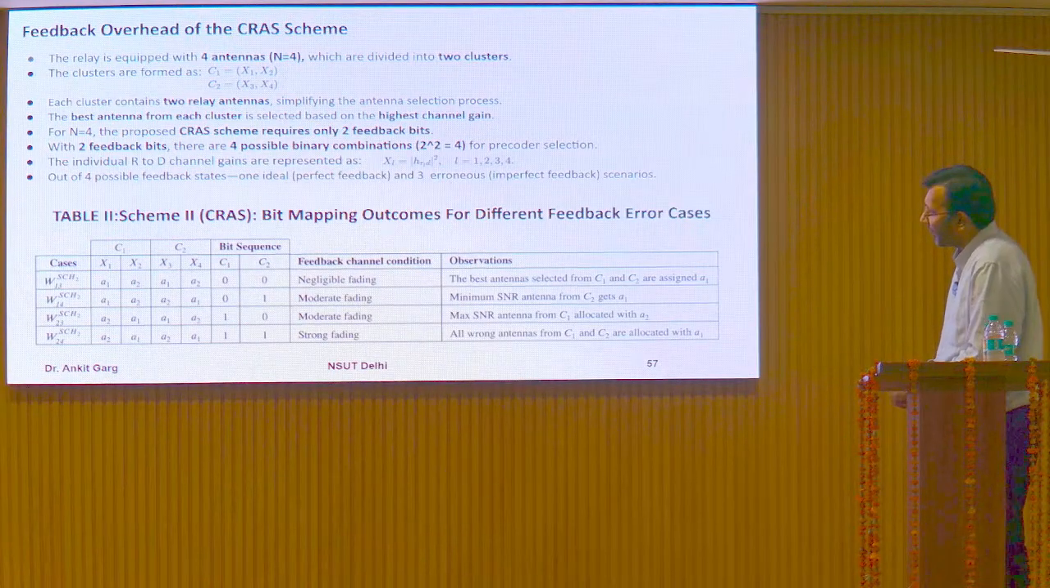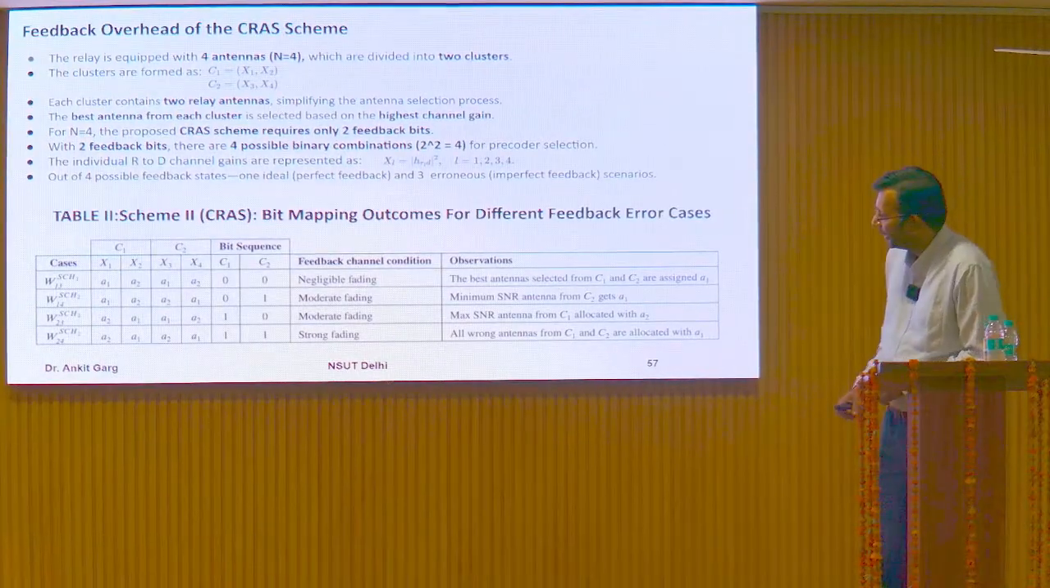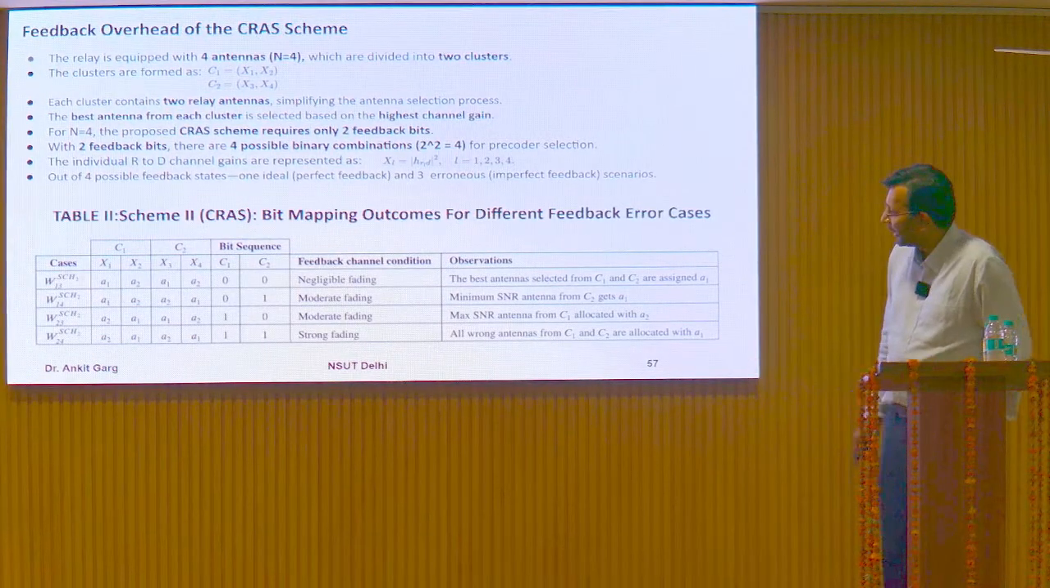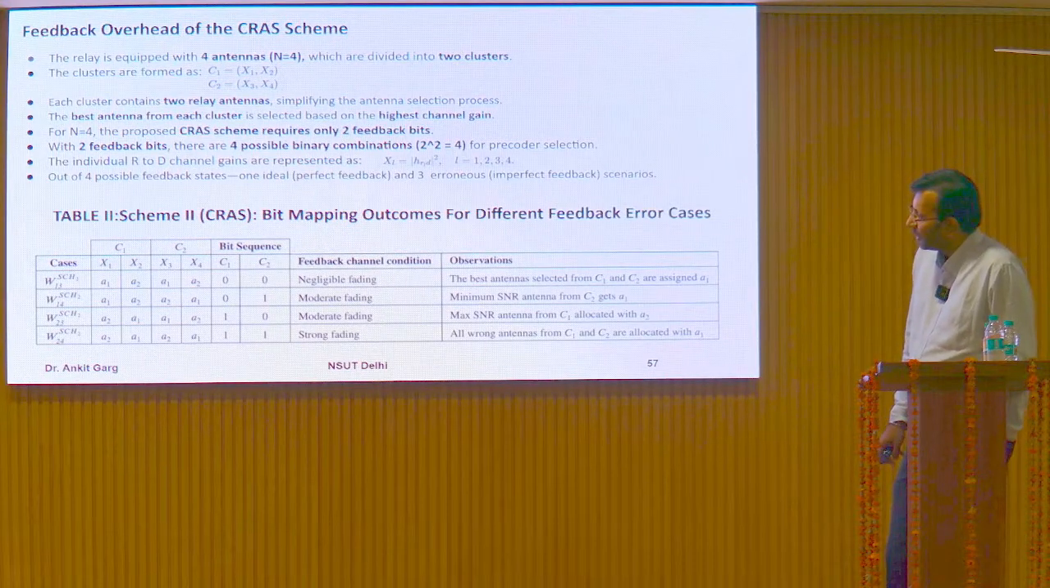Fine. So again here, for 4 antennas at the relay, we need 2 bits only. So this is the pattern we would have: 0, 0. Are you able to understand this?